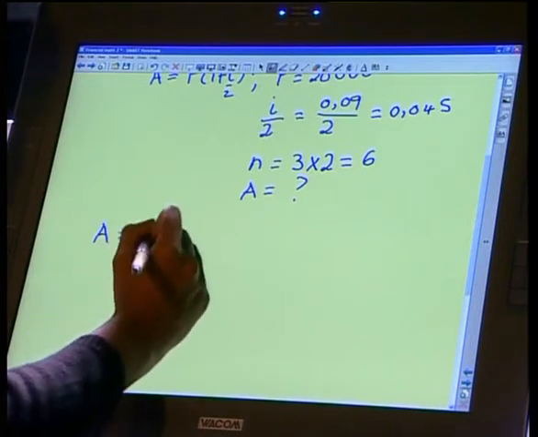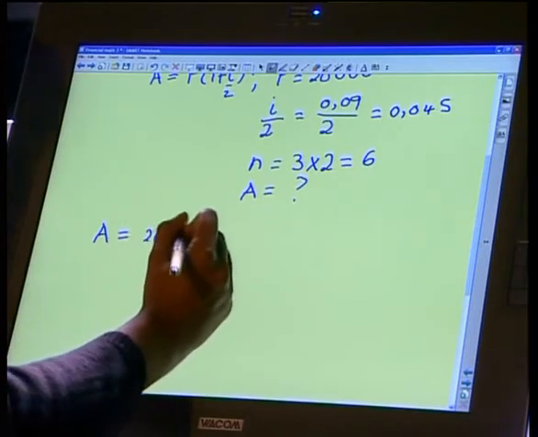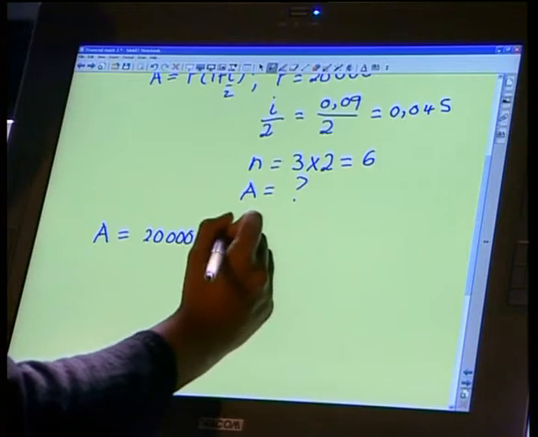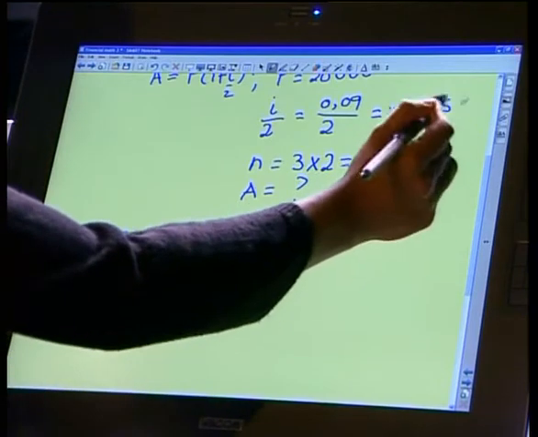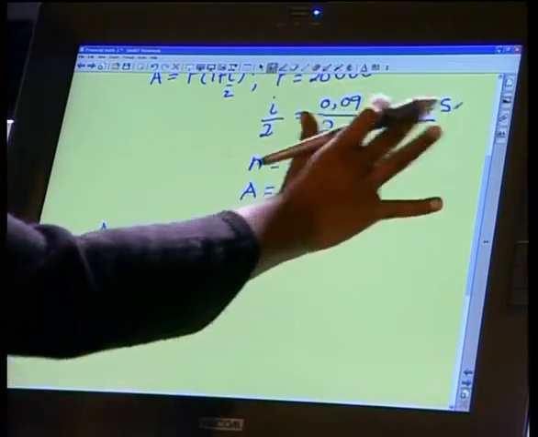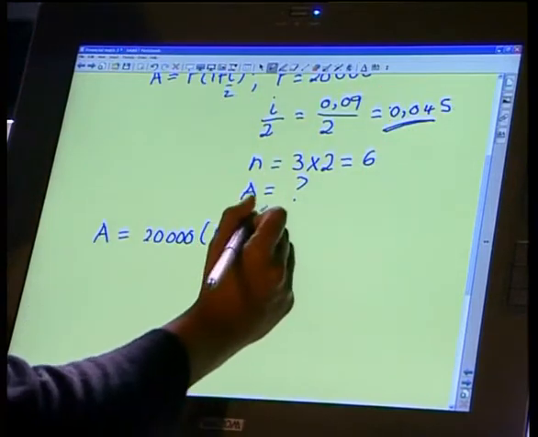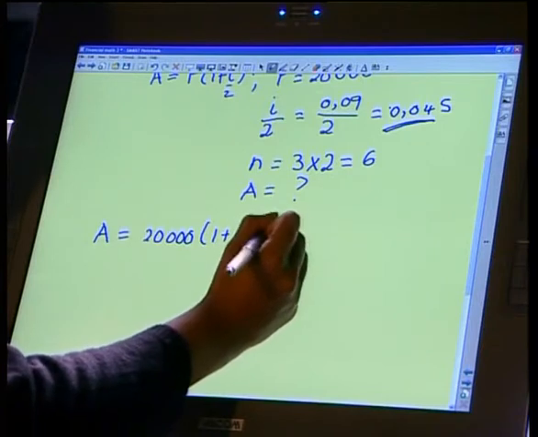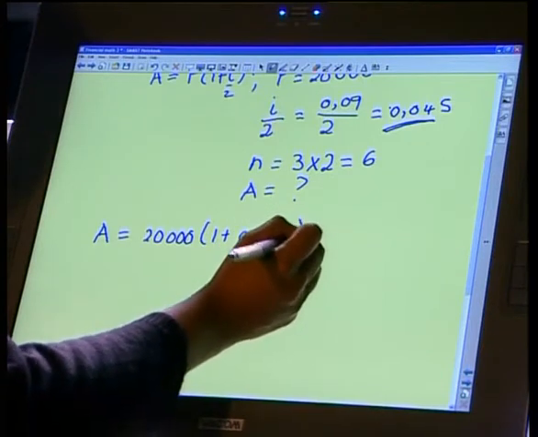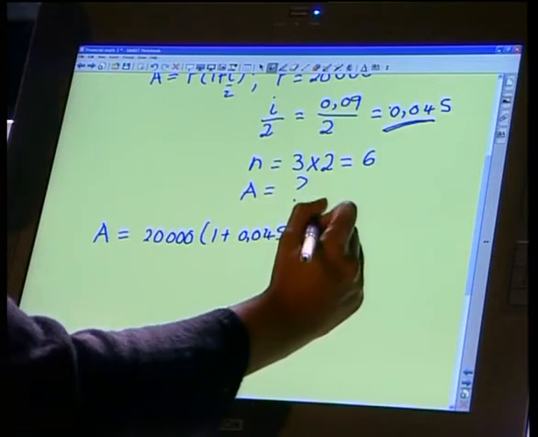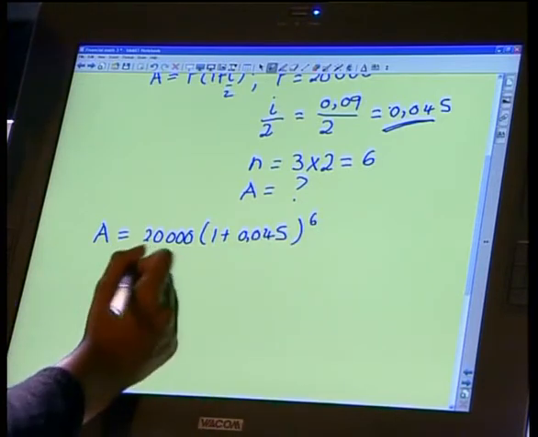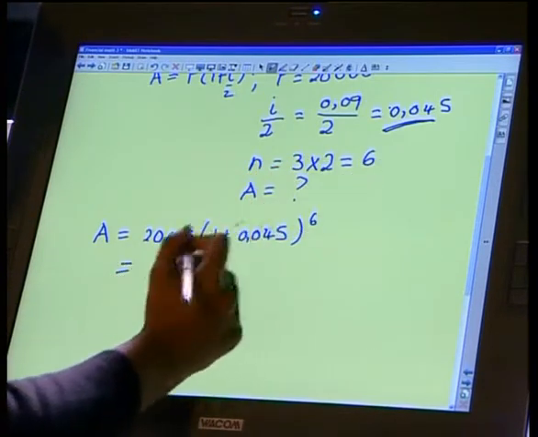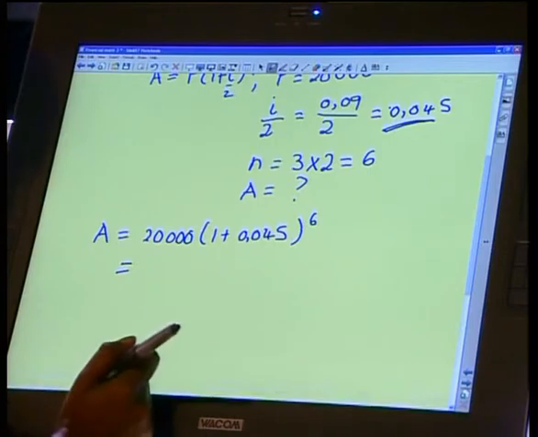We know that P has a value of 20,000. Times 1 plus our effective interest rate. And it's always a good idea to first work it out on the side, then put it into your formula. So it's 1 plus 0.045. And to the power of 6, because we had to times N by 2. We can then put that into the calculator and let's see what we get.